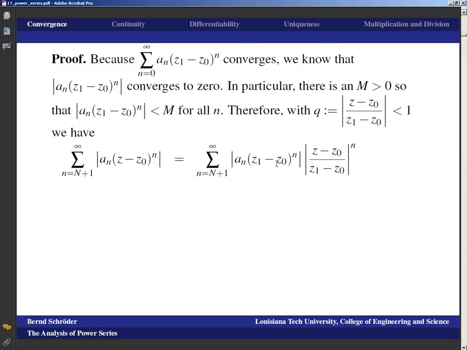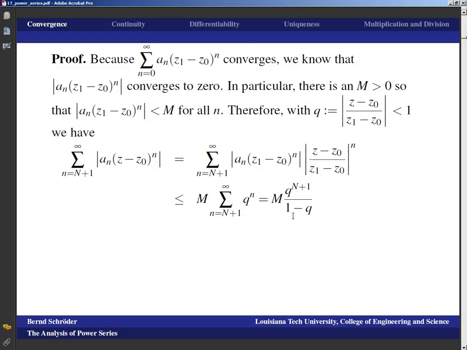But now we know this stuff out front is bounded by M, so this is smaller or equal than M times the sum n equals N plus 1 to infinity of q to the n. And we know that that is capital M. Pull a q to the capital N plus 1 out, and the rest is the sum that starts with exponents 0, 1, 2, 3. So that's then really a geometric series. So that gives us q to the N plus 1 divided by 1 minus q.